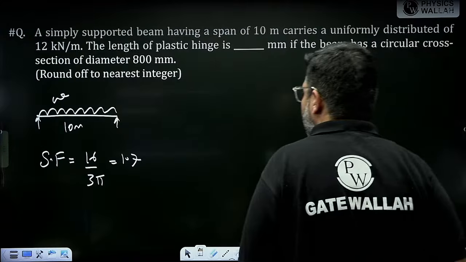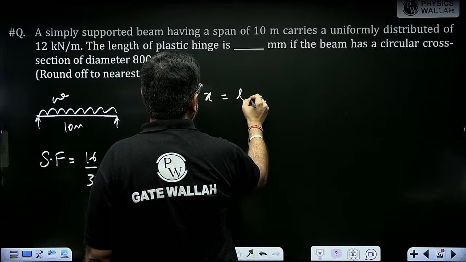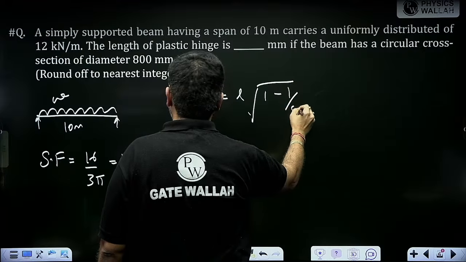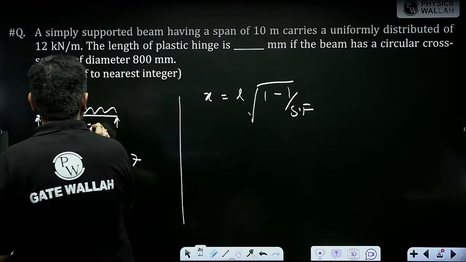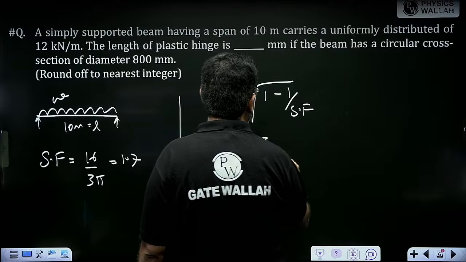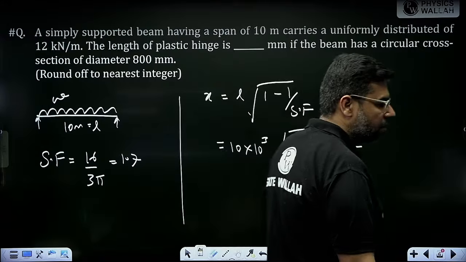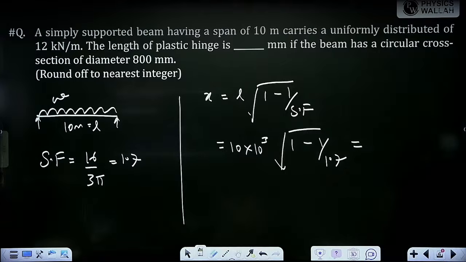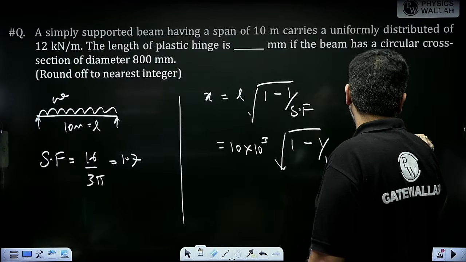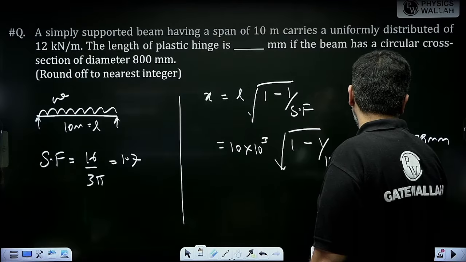The length of the plastic hinge, x, is equal to L into the square root of 1 minus 1 by SF, and the length is 10 meters here. So, 10 into 10 to the power 3 in mm, square root of 1 minus 1 by 1.7. The answer in mm is 6416.88 mm. The nearest integer is 6417 mm.